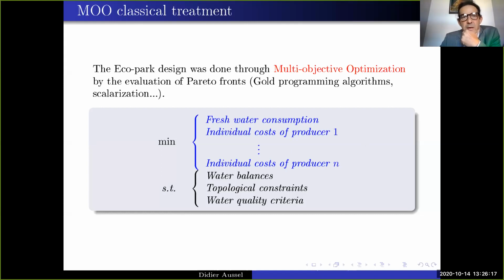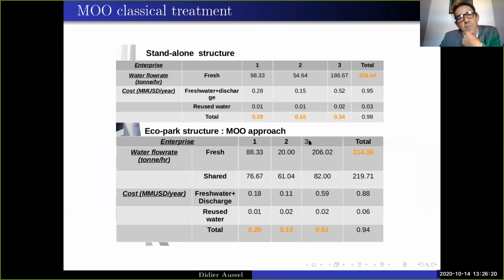So we tried, and okay, just to give you some calculation that they did. If you have 3 companies, you have a flow rate, computed based on examples in the literature. This is a classical example of the literature. And so those are the costs, fresh water plus discharge, reuse water, and so on. And here, the important numbers are this. This is the amount of water that the full EcoPark is using per hour in tons per hour. Of course, it's something like 300 tons per hour. It's not nothing. And the costs were 0.28, 0.16, and 0.54.